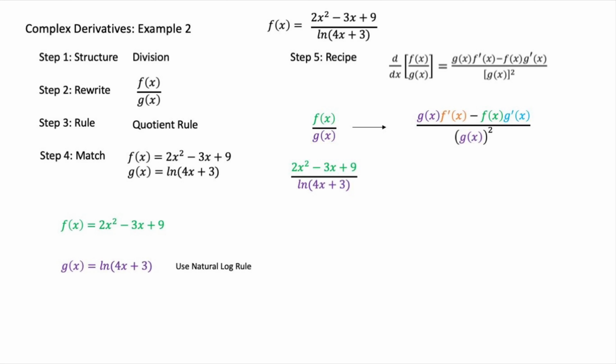Similar to the last problem, we're missing 2 components of the recipe, so we need to find those by taking the derivatives of the f of x and g of x components separately. Note that you'll need the natural log rule to find the derivative of g prime of x. You can pause here and try to do these smaller derivatives on your own.